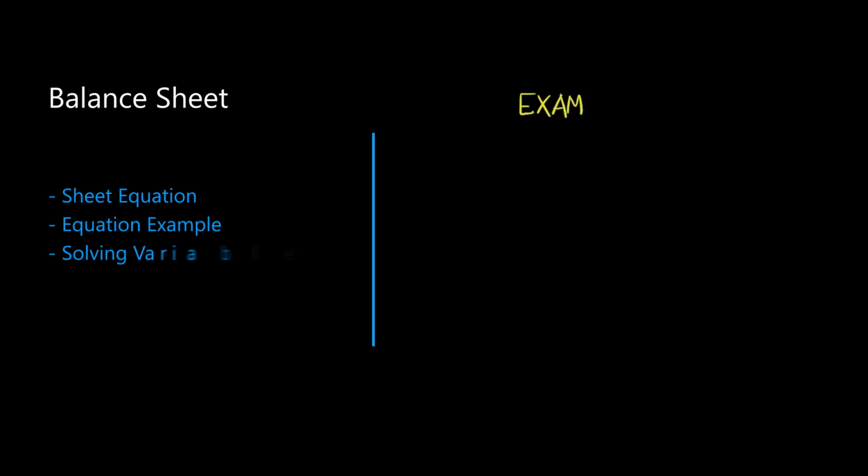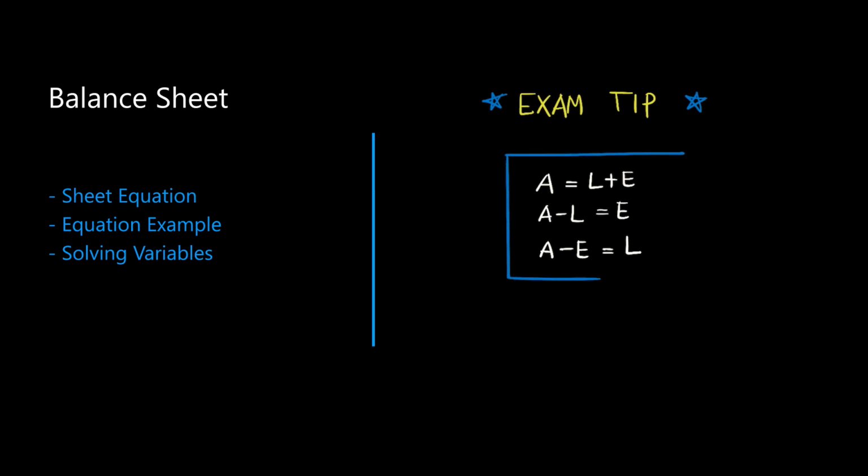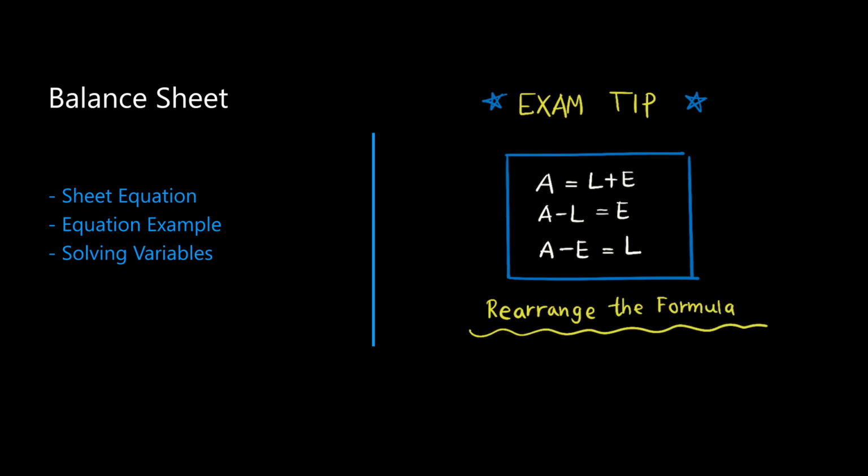On your exam, you'll see questions asking you to calculate one part of this equation when given the other two. Maybe they give you total assets and liabilities, asking for equity. Or they give you equity and assets, asking for liabilities. Just remember, assets minus liabilities equals equity. Rearrange that formula depending on what you're solving for.